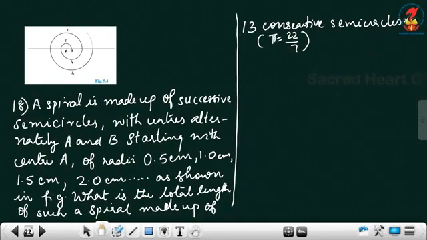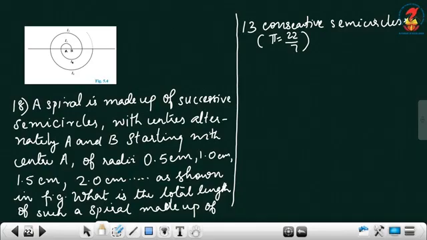Next, 18th question. A spiral is made up of successive semicircles with centers A and B alternately, starting with center A, of radii 0.5 centimeter, 1.0 centimeter, 1.5 centimeter, 2 centimeter, etc., as shown in the figure. What is the total length of the spiral made up of 13 consecutive semicircles? So the spiral is given.